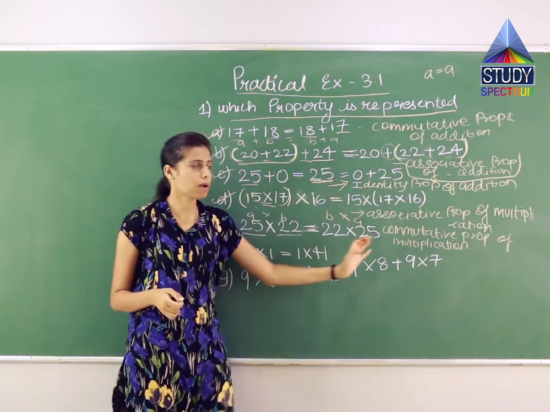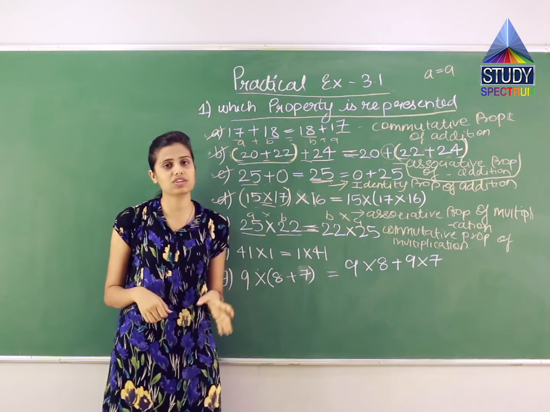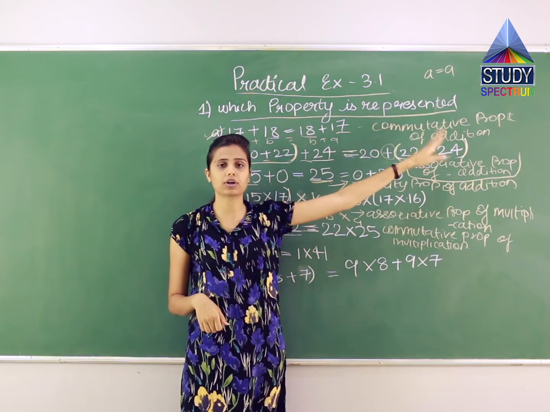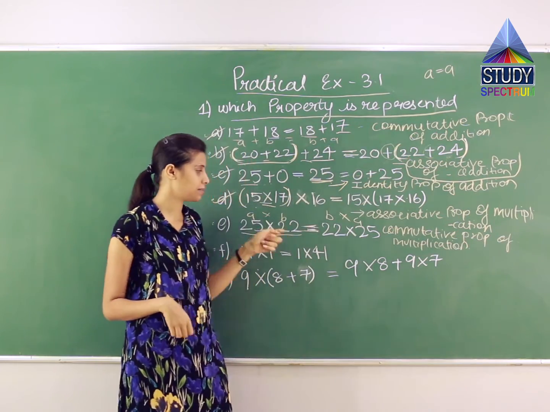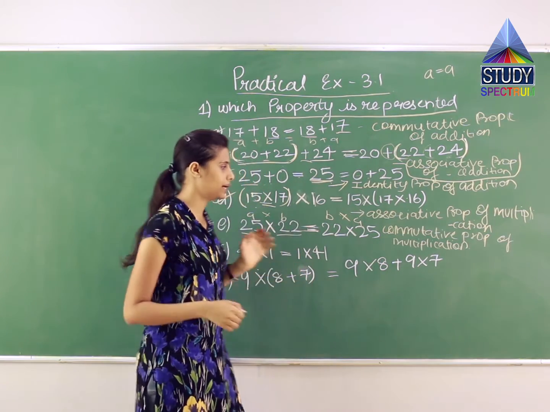So clear with this property? The same property is repeating here. Over here there was an addition sign, so we have written commutative property of addition. Over here there is a multiplication sign, so it will be what? It will be commutative property of multiplication.